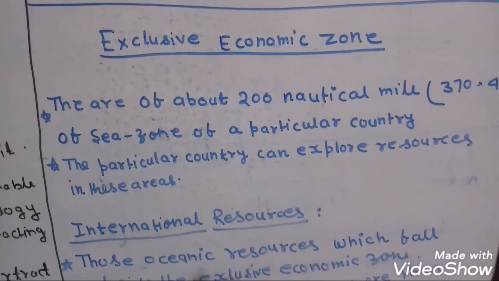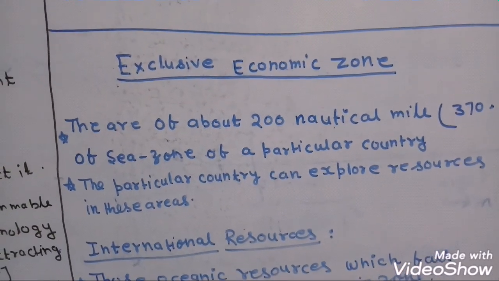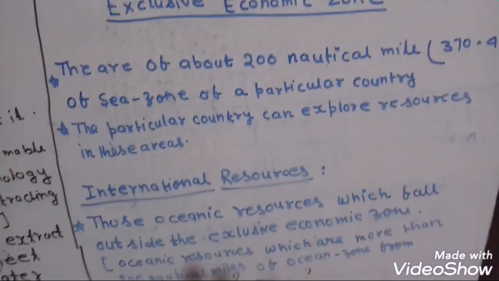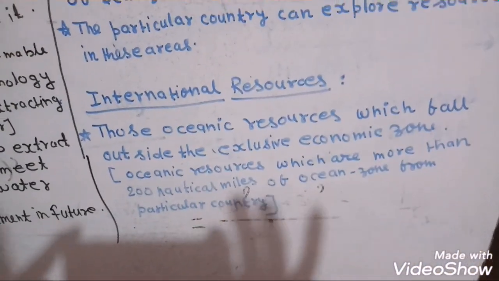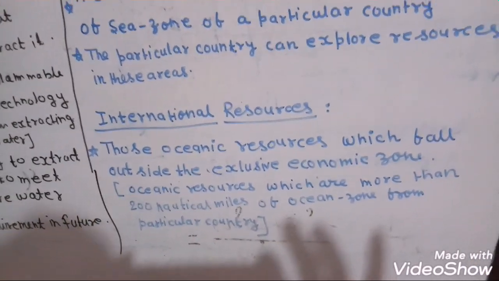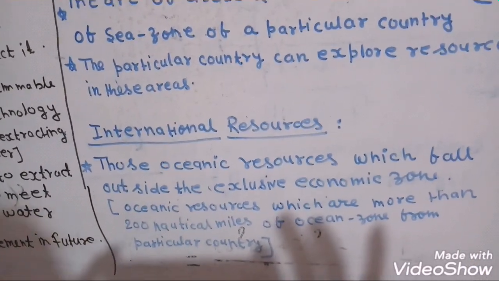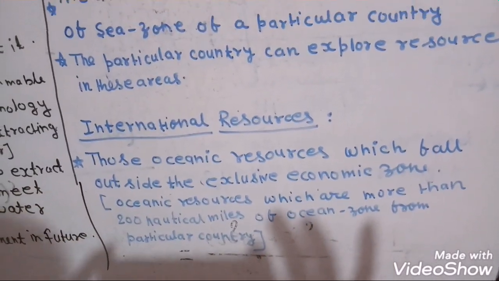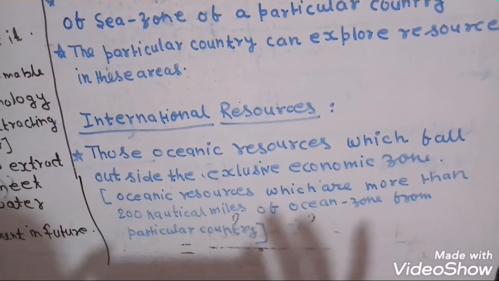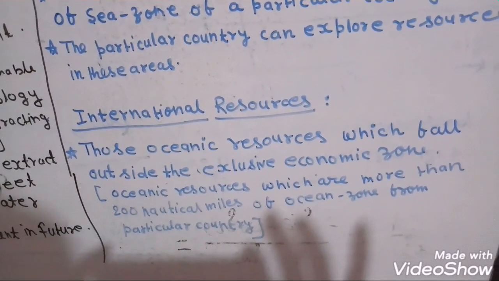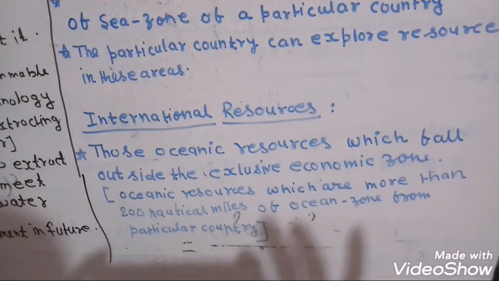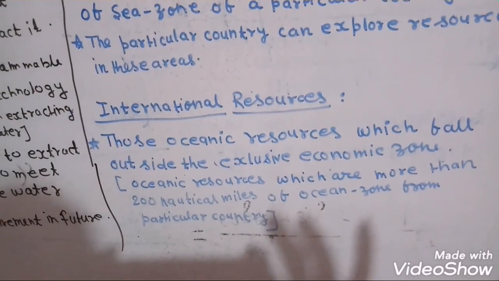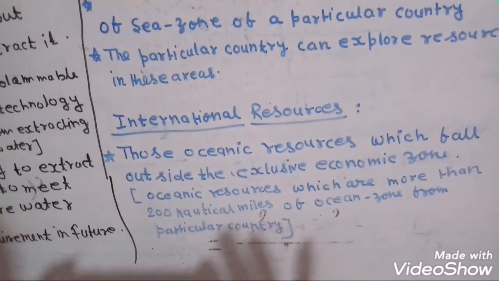For example, India has an exclusive economic zone in the Indian Ocean and explores the manganese nodules. So what do we mean by international resources? The area after the exclusive economic zone is called international resources. And in order to utilize the international resources, we need the permission of international institutions and the country concerned. In the next video, we come with another important topic.